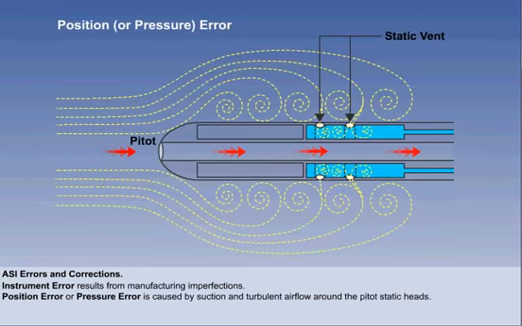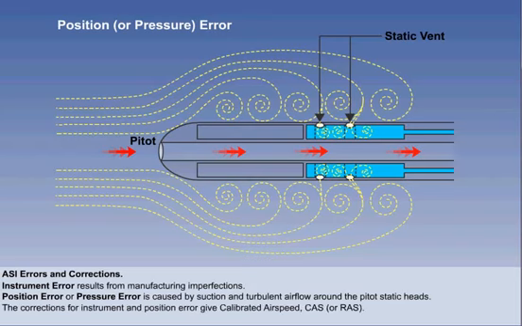The second error in order of correction is position error, which is sometimes known as pressure error. Position error occurs as a result of suction and turbulent airflow in the vicinity of the pitot-static heads, which feed the air pressure instruments. The corrections applied to the indicated airspeed for instrument and position error give us calibrated airspeed. A correction card on the aircraft will combine the corrections for both instrument error and position error into a single correction table to give us calibrated airspeed, or CAS. Note that calibrated airspeed is sometimes referred to as rectified airspeed, or RAS.